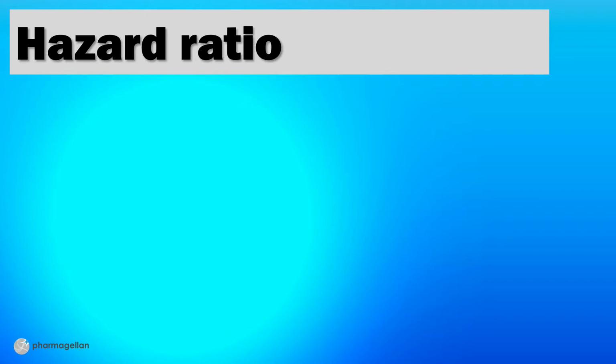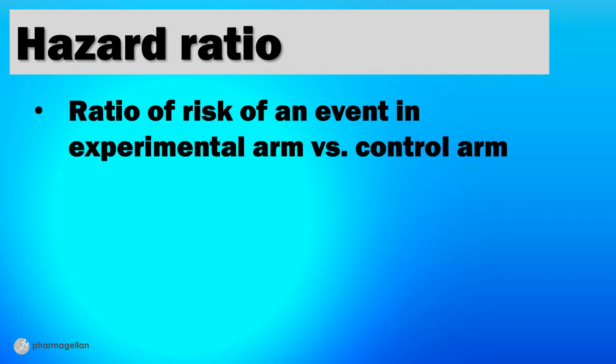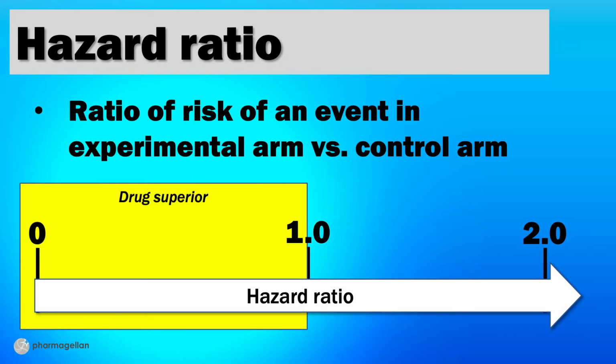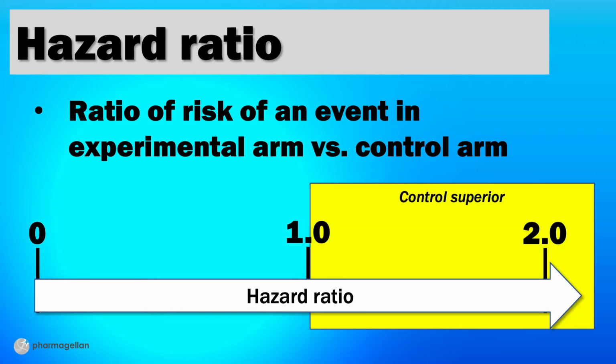Okay, let's get started talking about numbers in time-to-event trials. The main statistic that's relevant here is the hazard ratio, which is the ratio of the risk of experiencing an event in the experimental arm compared with the risk on the control arm. A hazard ratio of 1 means the two arms had equivalent outcomes. A hazard ratio less than 1 means the experimental drug worked better than the control, and a hazard ratio above 1 means that the control arm was better than the new therapy.